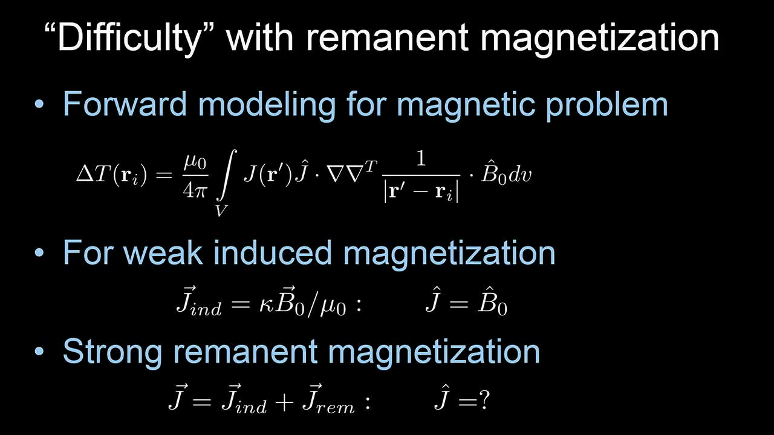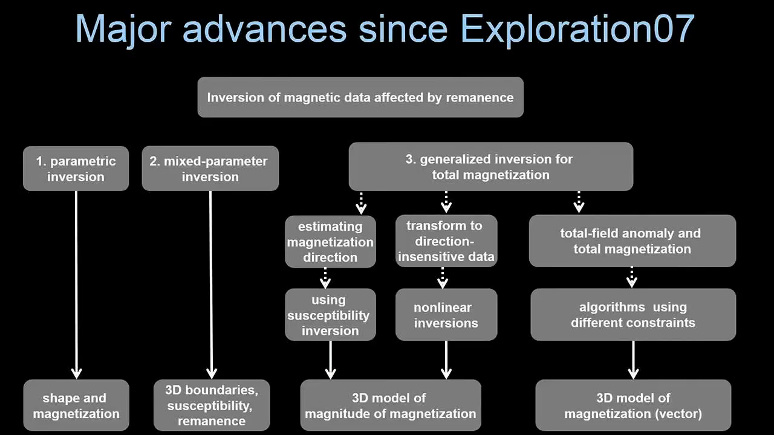But as soon as 3D mag inversion became widely available, you realize there are so many more data sets that cannot be handled with that. One of the primary reasons is that you have the sum of the induced and the remnant components. Therefore, in this case, the J hat, the direction, becomes unknown. That's one quantity we relied on so much in the past, and now it becomes unknown. Looking back at the last 10 years, the majority of work revolves around how to deal with this issue.